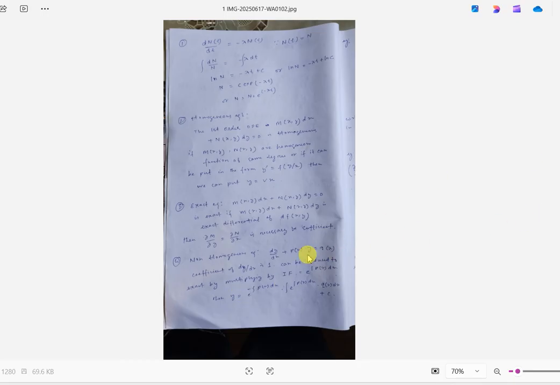This is the solution y, and if it is in the form of dx by dy plus p of y into x is equal to q of y, then we will multiply this with the integrating factor e to the power integration of p of y dy, and we will get the solution as x is equal to e to the power minus integration of p of y dy into integration of e to the power integration of p of y dy into q of y dy plus c.